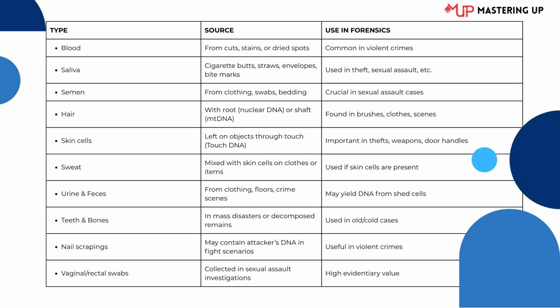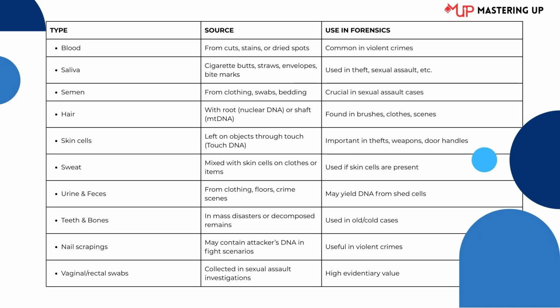Saliva. Saliva contains cells from the inner lining of the mouth, known as buccal epithelial cells. It's often found on cigarette butts, drinking glasses, straws, bite marks, envelopes, or even on skin after biting. Saliva is frequently used in theft or assault cases. Semen. Semen has a high concentration of DNA and is particularly important in sexual assault investigations. It can be collected from clothing, body swabs, or bedding and provides strong evidence when properly preserved and analyzed.